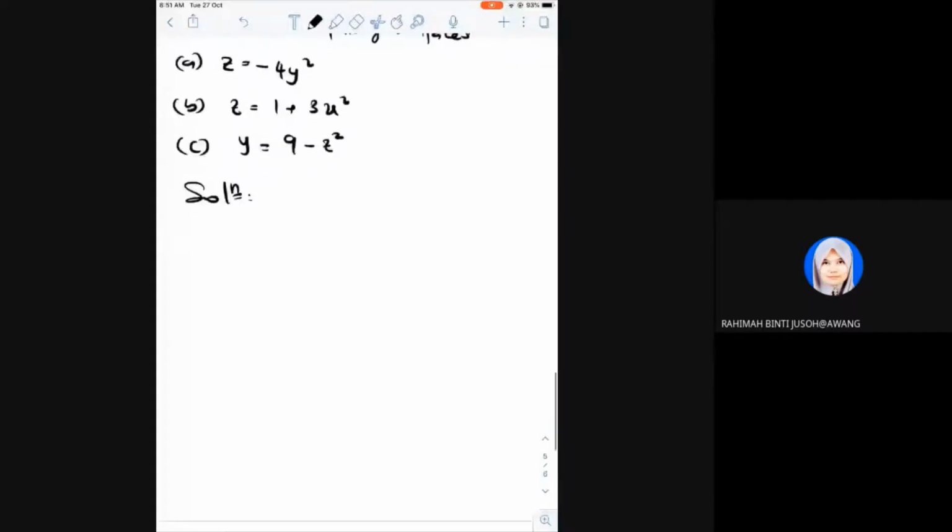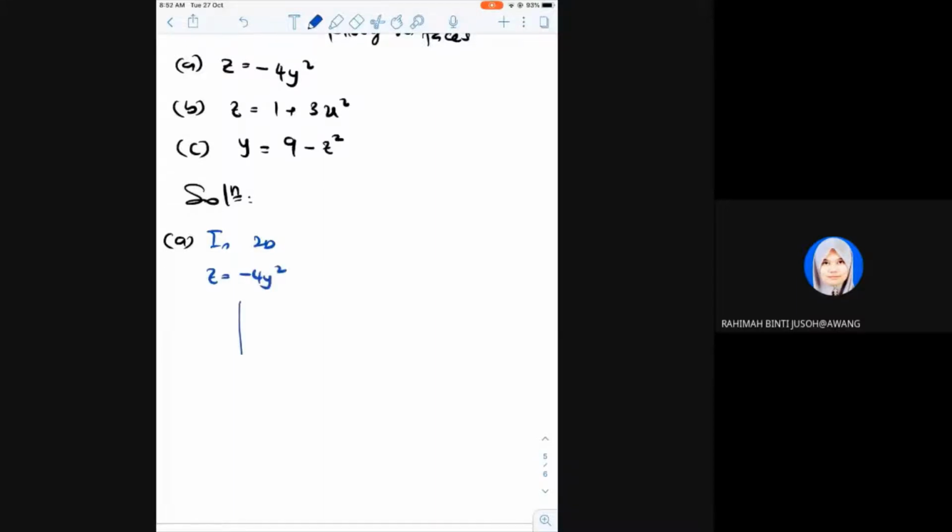Okay, A. The question A. Right, let us do this in 2D. When there are variables z and y, z equals negative 4y squared in 2D. You all sketch. Okay, always bear in mind the vertical axis should be Z, and the horizontal line should be Y, like this. Okay, so Z as the subject. So of course it's either facing positive Z or negative Z. Right now we have negative. Okay, upward or downward? Guys, downward. It should be downward, yes. Like this, downward. It will be downward like this.